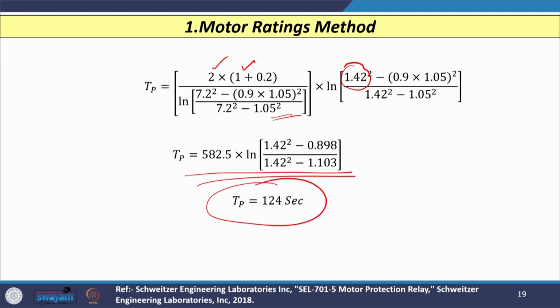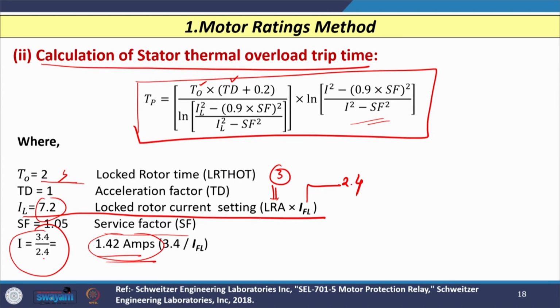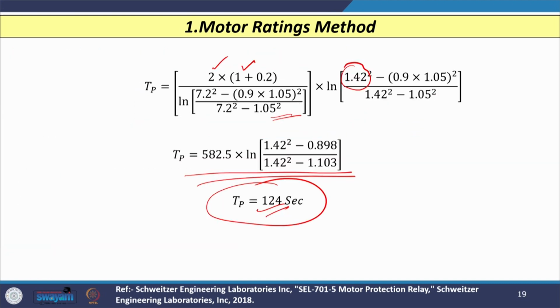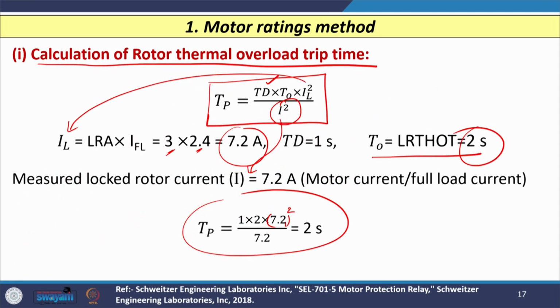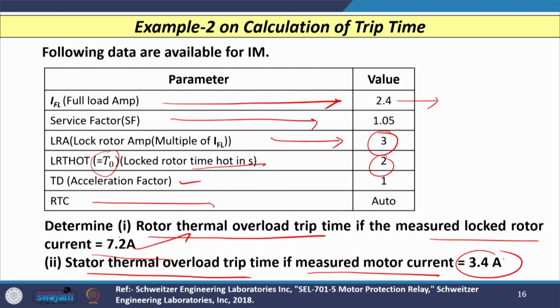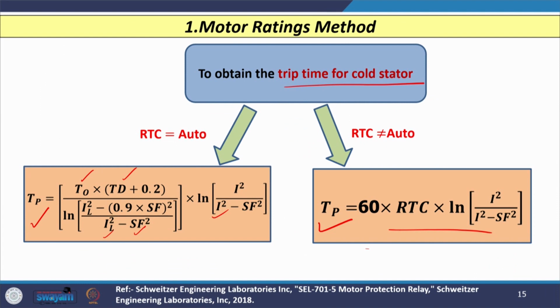So, here you can observe that the trip time in the second case, where you calculate the stator thermal overload trip time, comes out to be 124 second, whereas in the earlier case, where we calculated the rotor thermal overload trip time, it comes out to be 2 second, when we consider the measured current values of 7.2 ampere and 3.4 ampere respectively.